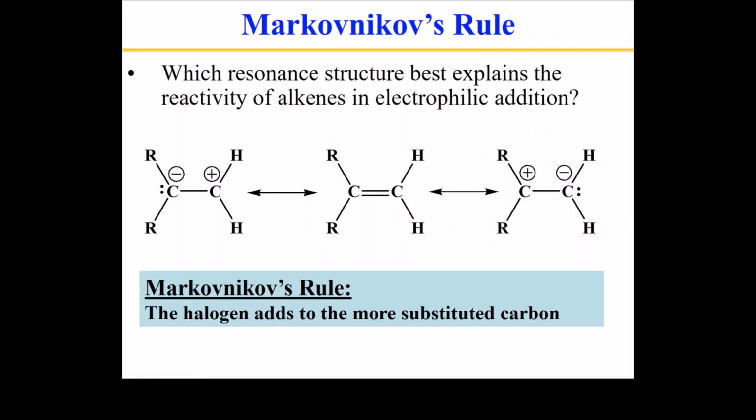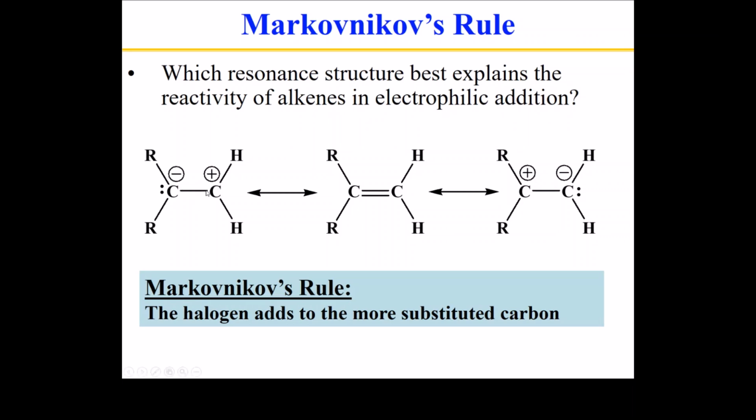This is a good rule to remember because we're going to spend a lot of time debating between the Markovnikov addition of a halogen and the anti-Markovnikov addition of a halogen, where it adds to the less substituted carbon. But for now, that complexity does not exist in your life. All halogens add to the Markovnikov position until tomorrow.